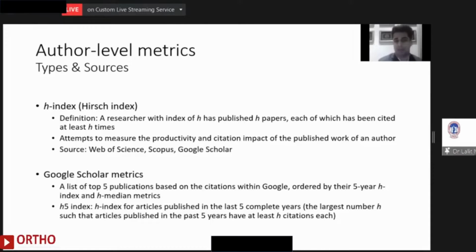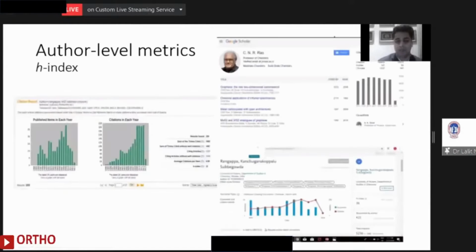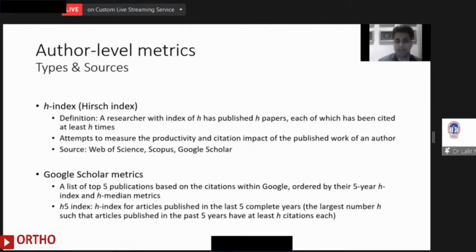So if you have, say, a researcher like Dr. Vesh, who is a pretty prolific researcher, publisher and author, you will have his H index, which states that he has published H papers, and each of them has been cited at least H times. So this is a way of checking how productive these authors are and how much impact they have on the rest of the scientific community through their publishing work.